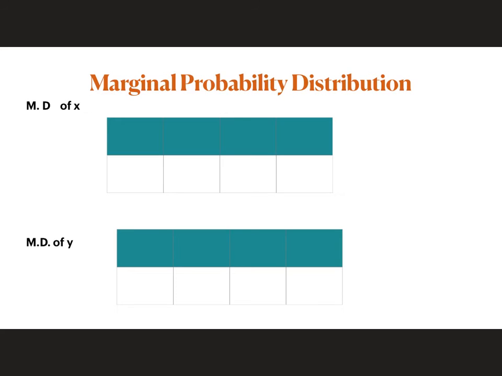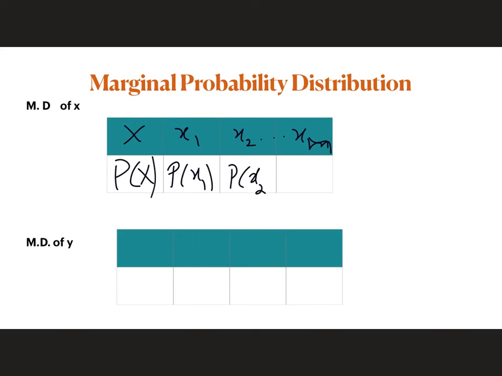Next, marginal probability distribution. So the marginal distribution of x. Noting down x as x1, x2, and so on up to xm, and correspondingly the probability function. This is obtained from the joint distribution table by adding row wise, p11 plus p12 plus like that. So that is the marginal distribution of x.